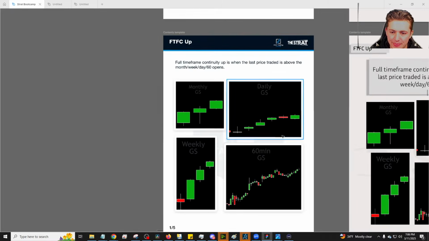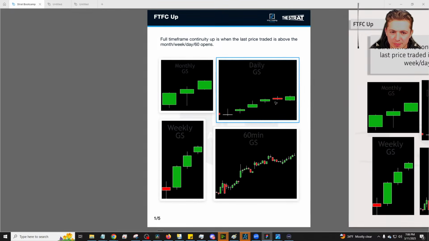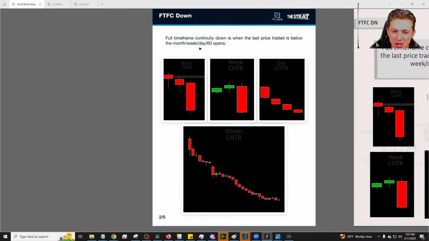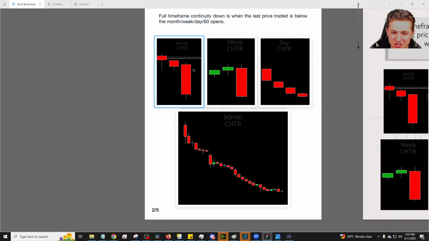Now, we've already touched on this slightly, but we have periods of continuity. Full time frame continuity is when they all agree on direction. So the last price traded is above the month, week, day, and 60 opens. It has full time frame continuity up. That is what we would call it. If the last price traded is below the month, week, day, and 60 opens, that is full time frame continuity down. So you can see on the chart here, it opens the month and goes red.